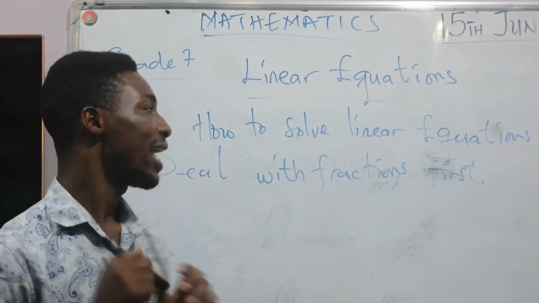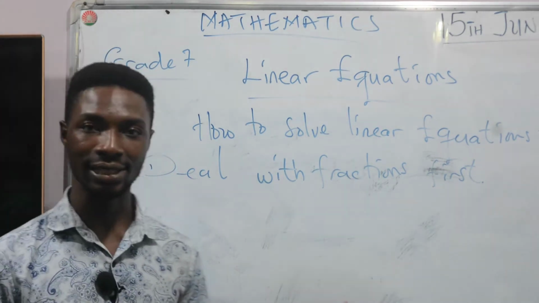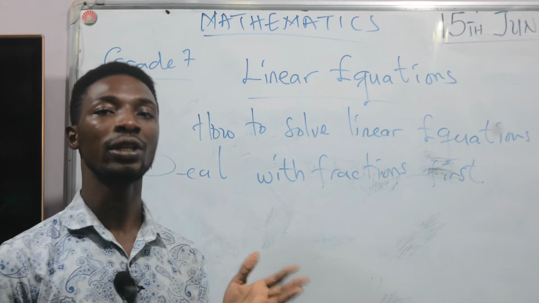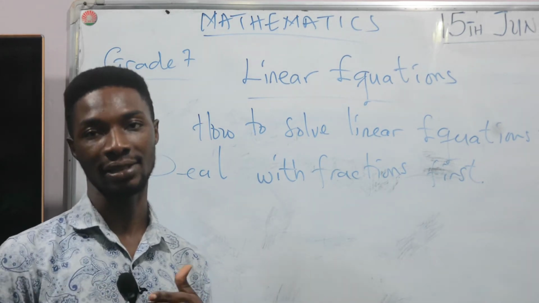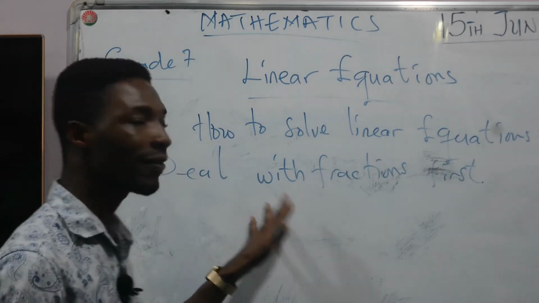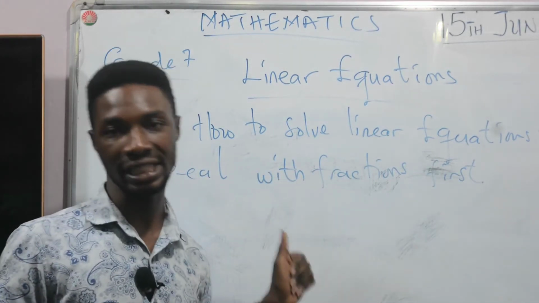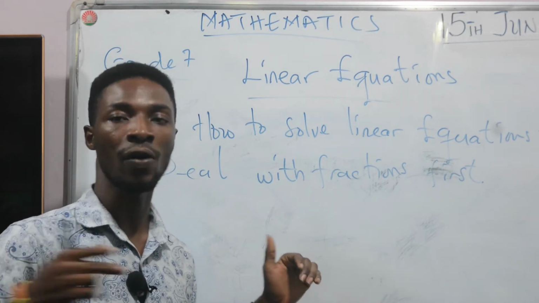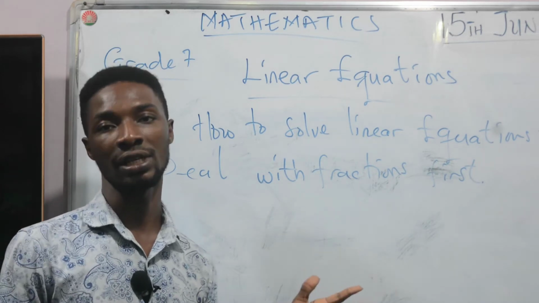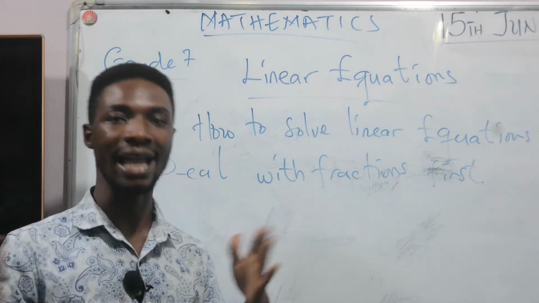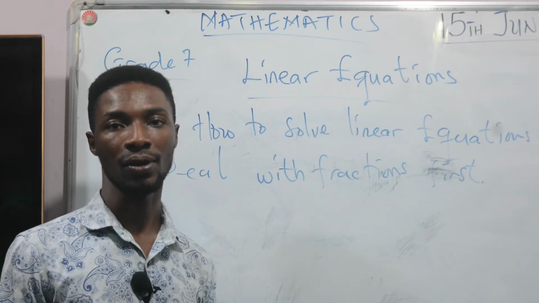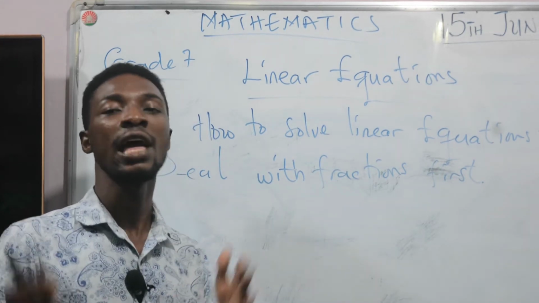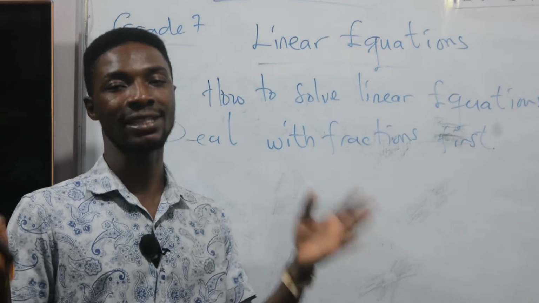The next thing to do when dealing with fractions is to simplify your fractions so that they get common denominators. How do you simplify your fractions? You will check for the least common multiple of all the denominators of the fractions in the equation and multiply through by that least common multiple. Multiply every term in the equation on both sides of the equal sign by that least common multiple.